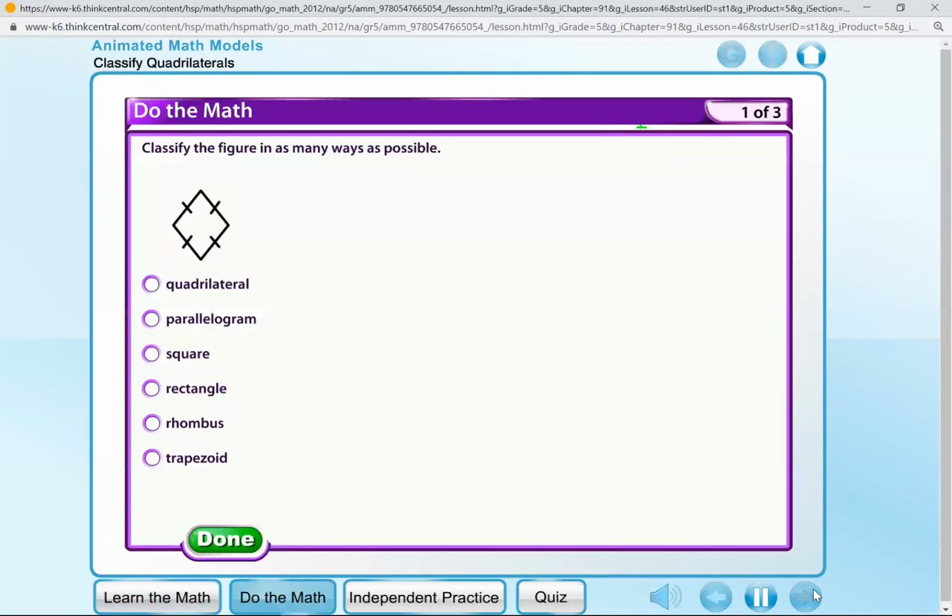Let's see what happens on the next page. Classify the figure in as many ways as possible. Check all the answers that apply. Okay, so we have here a quadrilateral. It's got 4 sides. Are the sides parallel? Yes, they are. Is it a square? I don't see right angles. It can't be a square. And because there's no right angles, it's definitely not a rectangle. Is it a rhombus? Yes.